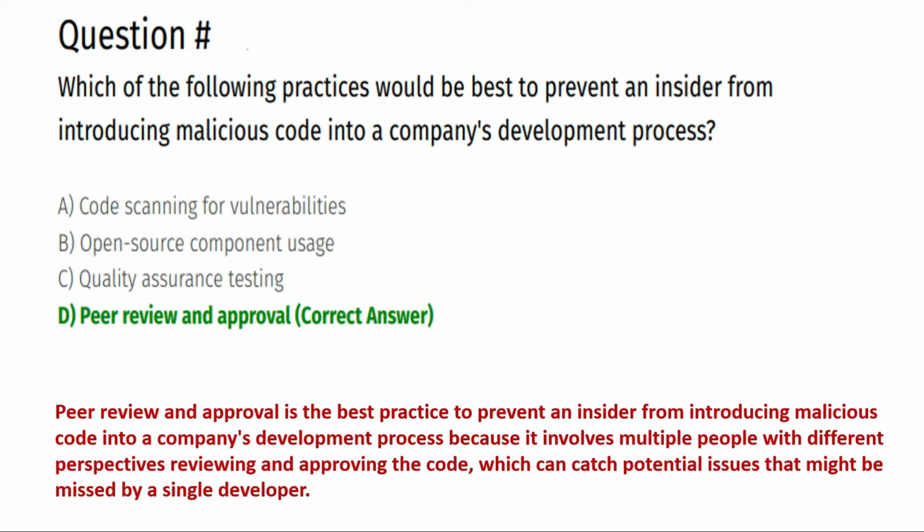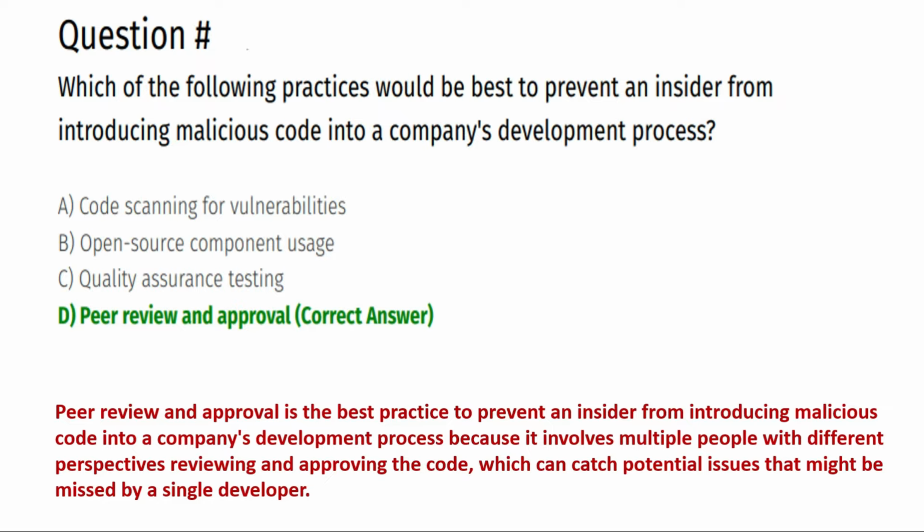The next question is, which of the following practices would be best to prevent an insider from introducing malicious code into a company's development process? Option A, code scanning for vulnerabilities. Option B, open source component uses. Option C, quality assurance testing. Option D, peer review and approval. And the correct answer for this question is option D, peer review and approval. So let's check the explanation.